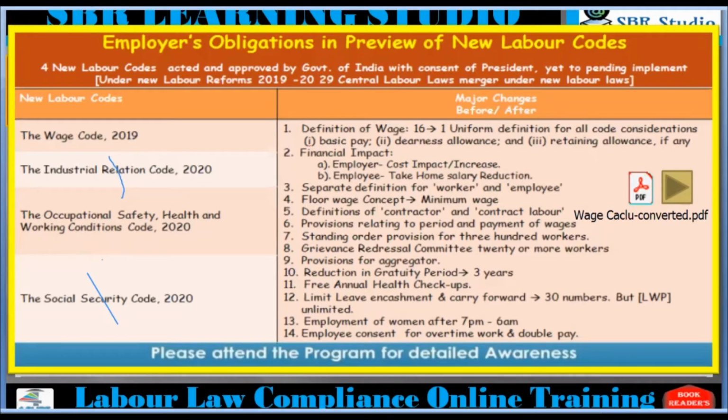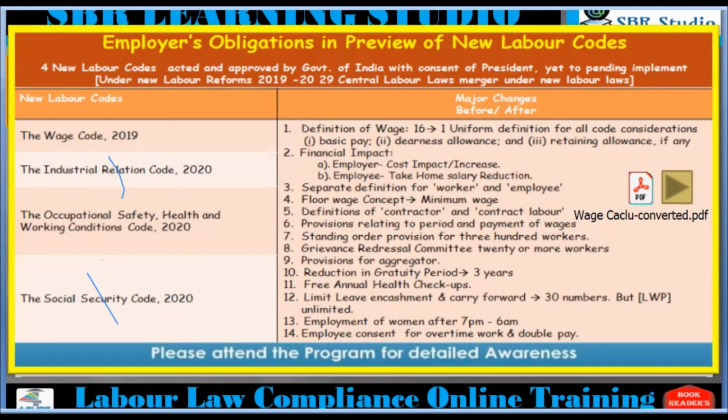Then there is the provision of the standing order, which was for 100 employees. It has now been increased to 300. The grievance redress committee is required to be established in every organization where 20 or more employees are engaged. The provision of the aggregator is also introduced in these new codes.